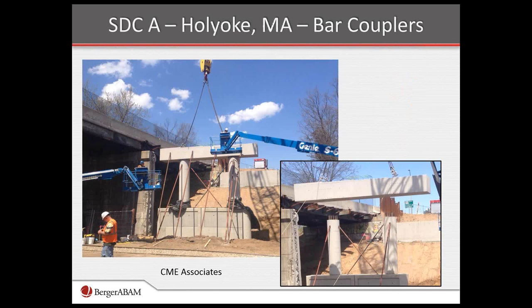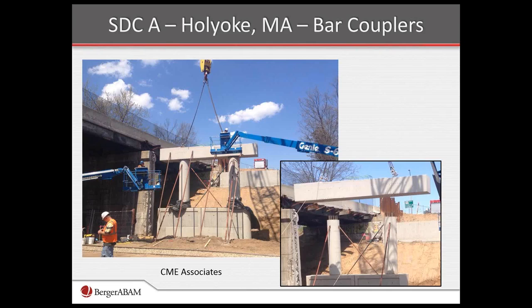So this slide shows an example of that type of system being deployed in a design category A application in Massachusetts with bar couplers. There's the crash wall. This is actually the bridge that we used the drawing from in a couple of slides previous. And you can see the dowels stubbed out of the column in the lower right photo where they're lowering the pier cap over those dowels.